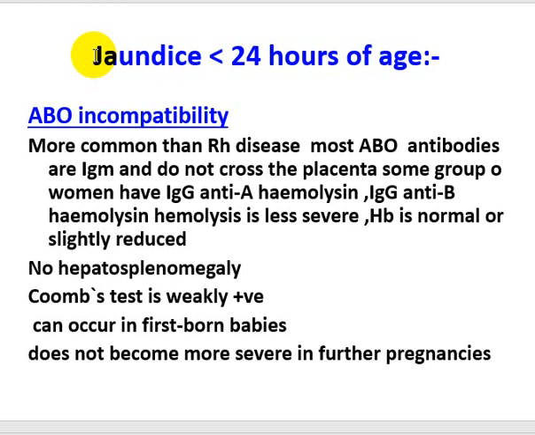Hemoglobin is normal or slightly reduced. No hepatosplenomegaly. Coombs test is weakly positive, while it is strongly positive in Rh incompatibility. And it can occur in firstborn babies because, as I mentioned, the mother has anti-A and anti-B hemolysin. It does not become more severe in further pregnancies.